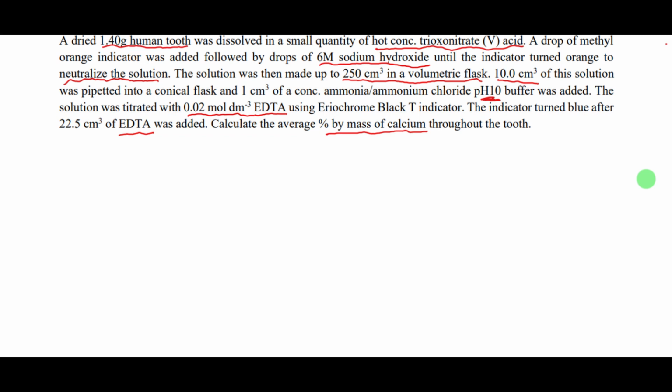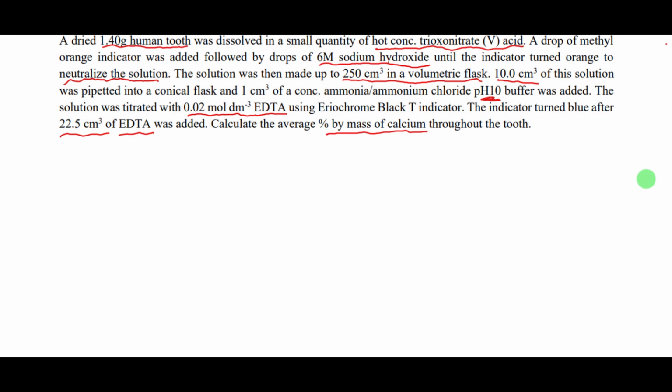Now, the indicator turned blue after 22.5 cm³ of EDTA was added, which shows that the reaction came to an end, right? So the EDTA, being a standard solution, was used to determine the concentration of calcium in the human tooth, or the amount of calcium in the human tooth, right? And that's what we are asked to do, to calculate the average percentage by mass of the calcium. So the first thing we'll do is to write out the equations of reactions.